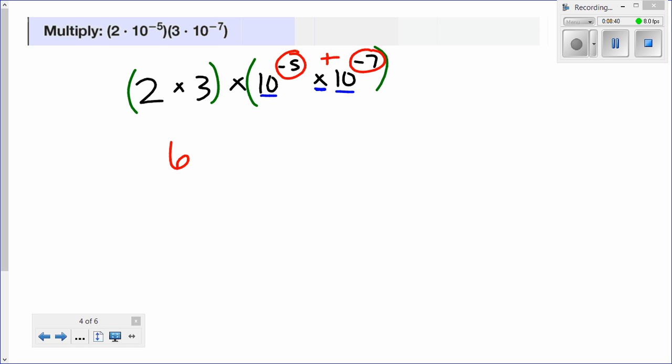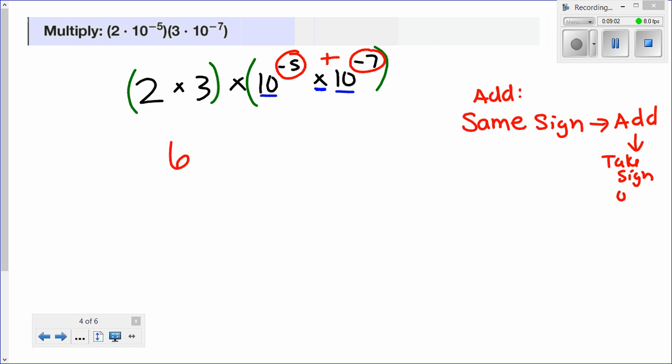Okay, another rule you're going to see here is addition of numbers. Okay, so when we add two numbers and they are the same sign, so when we are adding same sign numbers, we are going to add and then we are going to take the sign of both. Very important rules and we often forget them.